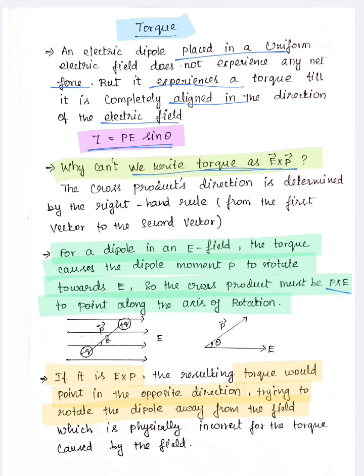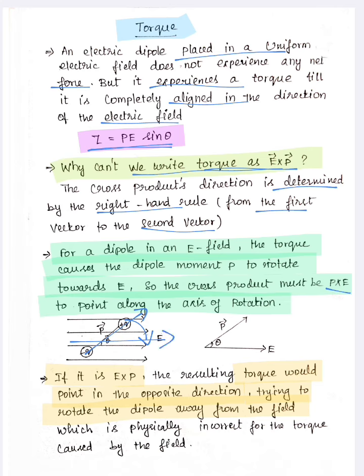We know in the vector cross product, the direction is determined by the right hand rule, that is by placing the right hand fingers along the direction of the first vector and we curl the fingers towards the second vector, which gives the direction of the vector cross product. Here we assume the dipole is placed at theta angle to the electric field and the torque is rotating the dipole in the clockwise direction and it tries to align the dipole along the direction of the electric field.